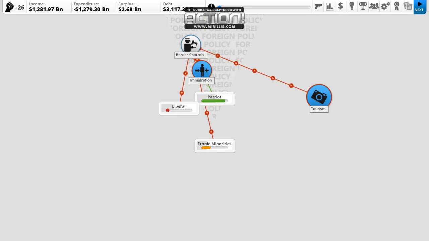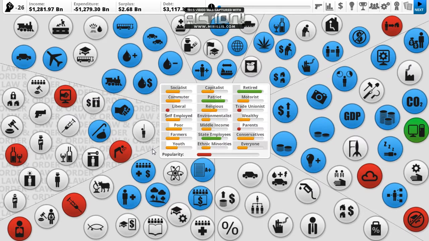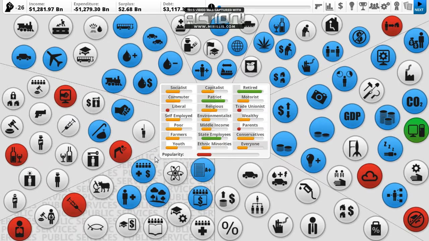And then if you see, it goes in behind immigration, but you can also see that it is going positively to the patriot bar. So having high border controls is making the patriots happier, but it's making the liberals and the ethnic minorities less happy. And it's also decreasing immigration and decreasing tourism. So that can be a little tricky because in some cases we're talking about decreasing the incidence of a thing, in some cases we're talking about the opinion. And then the other thing that can be really confusing is sometimes whenever you're talking about increasing something or decreasing it, it's always talking about the numerical value. It's not necessarily a good thing.